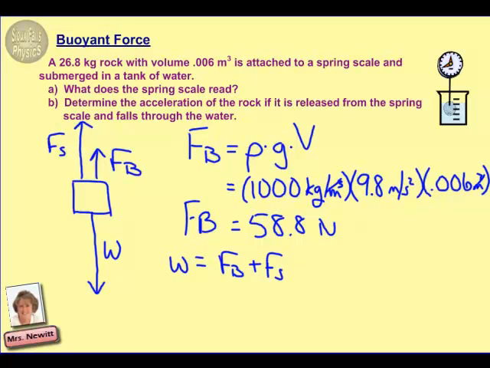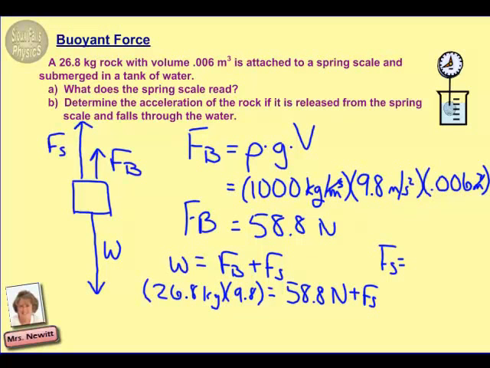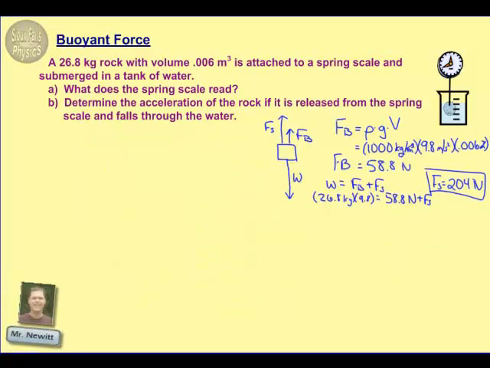Our weight can be found by taking our mass of 26.8 kilograms multiplying times 9.8. Our buoyant force we found was 58.8 newtons. And if we do the algebra on that, we find that the force exerted on the scale will be approximately 204 newtons.